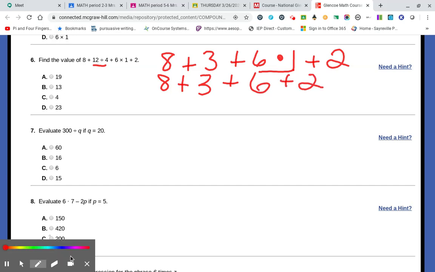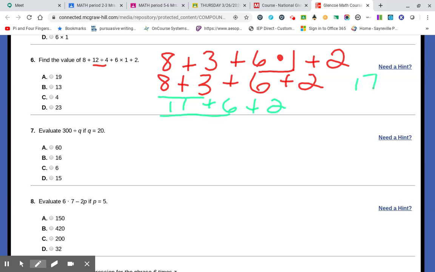All right. Change colors here. Now we just add from left to right. This would be 11 plus 6 plus 2. And I don't want to go into the next box, so I'm going to bring it over here. The next thing we're going to do is 11 plus 6, which is 17 plus 2. And then finally 17 plus 2, which is 19. So for this one, your answer would be A.